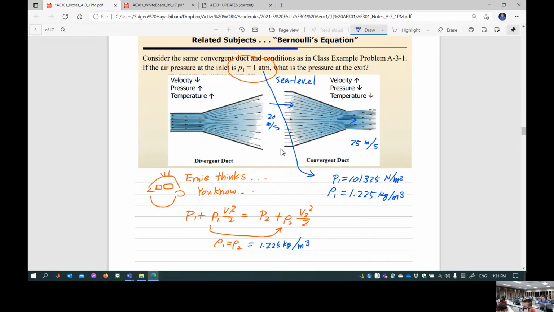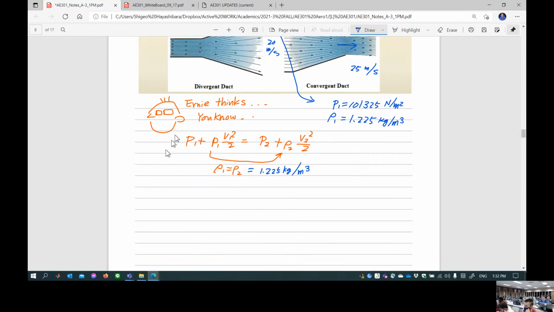So 20 divided by 340 and 25 divided by 340 is both way less than 0.3 Mach number. So let's go ahead and use Bernoulli. So what is P2 then? P1 plus rho over 2. Well, rho 1 is equal to rho 2.